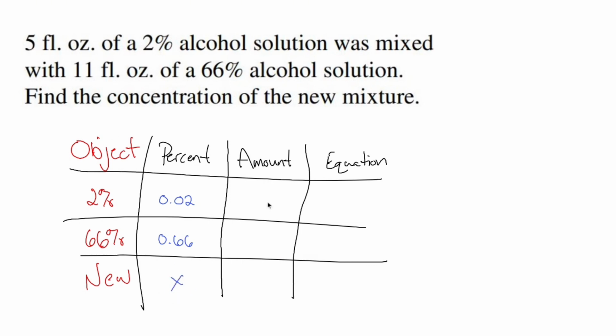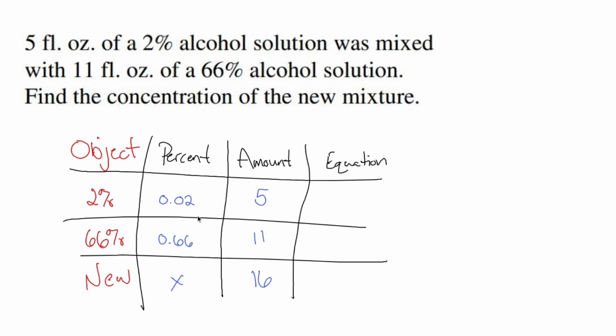We have 5 fluid ounces of the 2%. We have 11 fluid ounces of the 66%, and that gives us a total amount of 16 fluid ounces of the new stuff. Where did I get 16 from? Well, if I add 5 ounces of one thing to 11 ounces of another thing, I have 16 ounces. Just simple math.